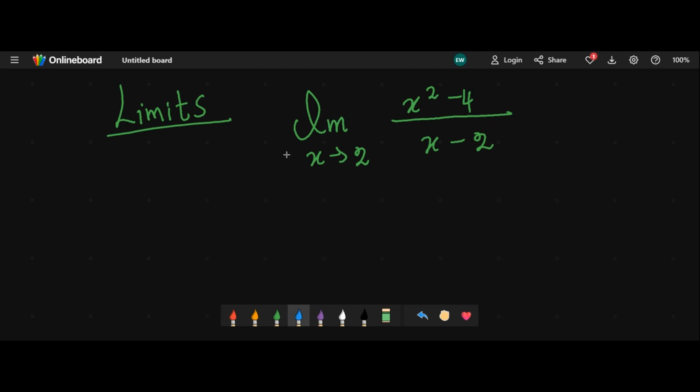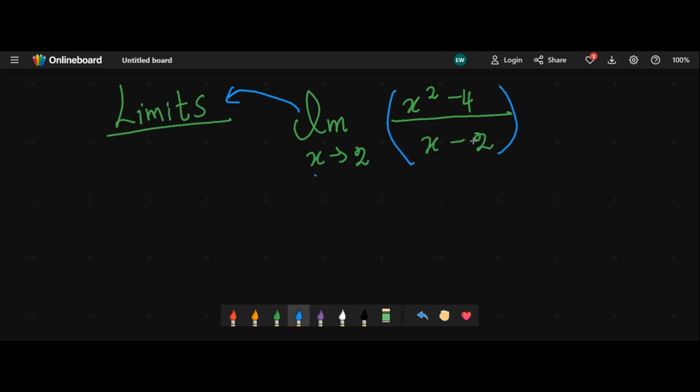Limits. So lim x, there is an arrow mark to 2. What is that? lim basically means limits. x, there is an arrow mark to 2. It means x approaches 2.